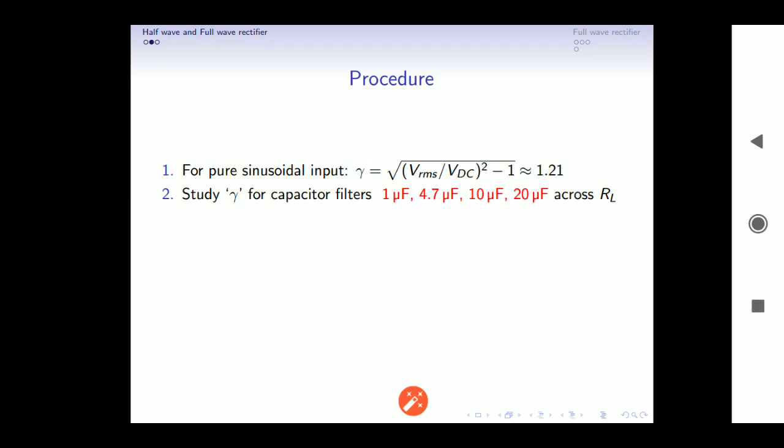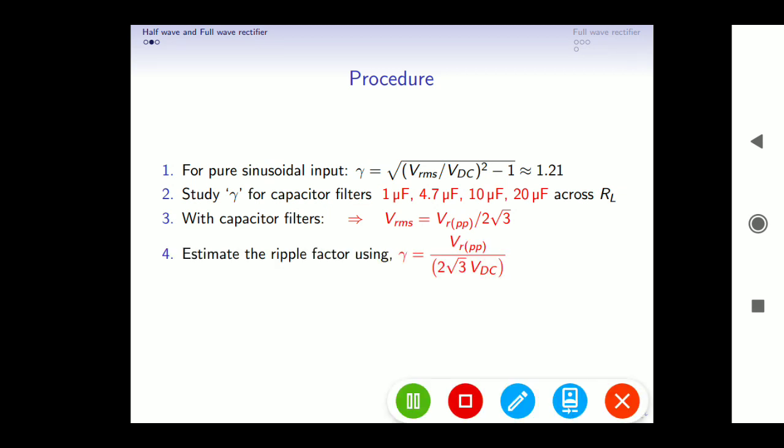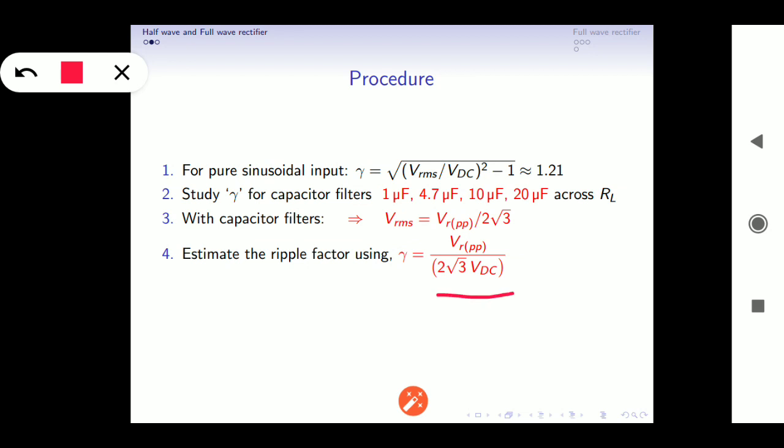The expression for ripple factor with a capacitor filter is slightly different. With a capacitor filter, Vrms can be defined as equal to VRPP divided by 2 root 3. That expression is used here because the output with the capacitor filter almost resembles a triangular wave. For a triangular wave, Vrms is defined with this expression. VRPP is the peak-to-peak ripple voltage. And the ripple factor with the filter is just Vrms by Vdc. So you get this expression: VRPP divided by 2 root 3 times Vdc. That's the ripple factor with a capacitor filter.